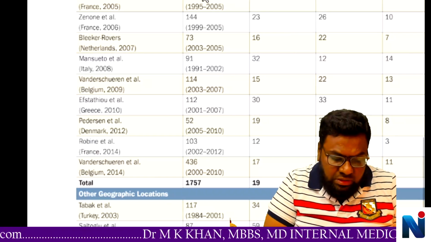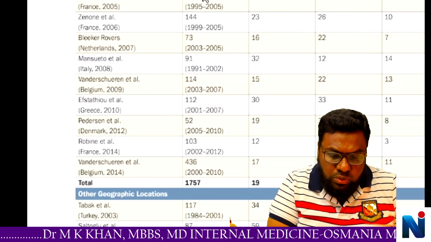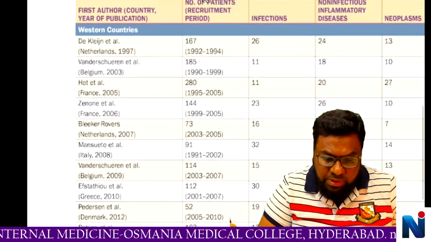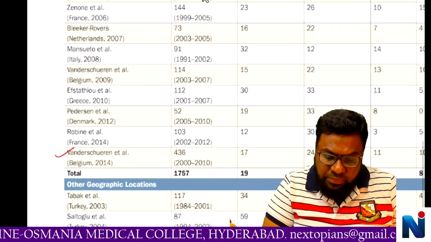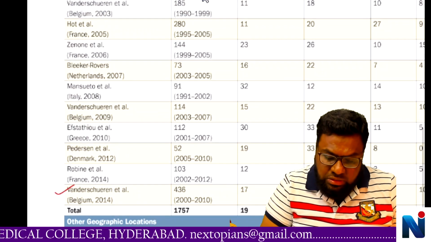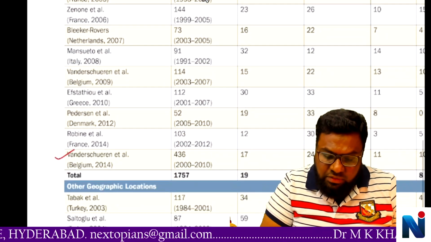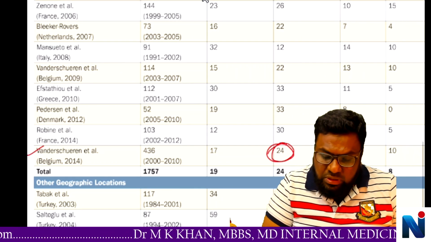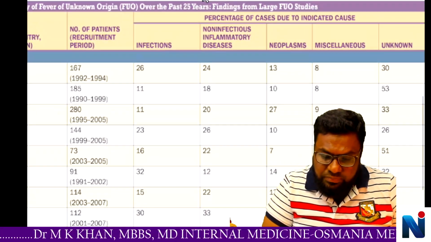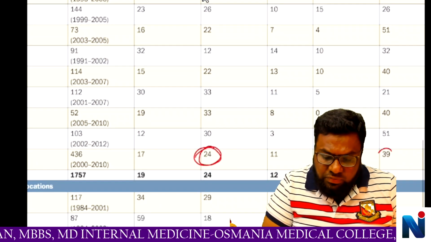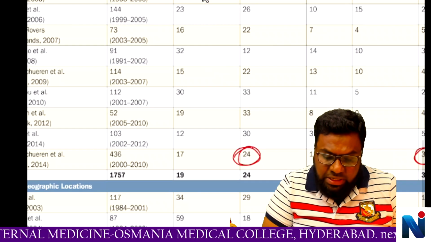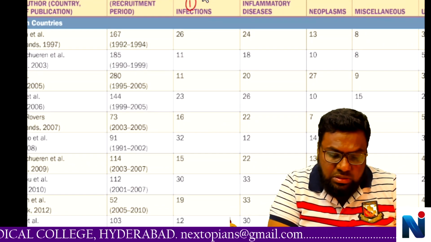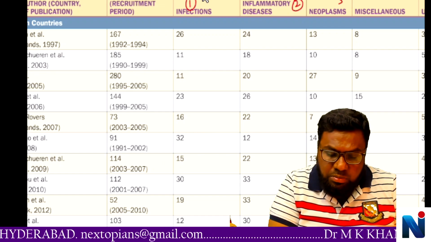The Vander Schueren et al. study you'll have to remember. They have mentioned that infections were 17% and non-infectious conditions are more common. So they'll ask you according to this. And then of course unknown cases are also high, but in known cases apart from these 4, so these will be the options: option 1, option 2, option 3, and option 4.